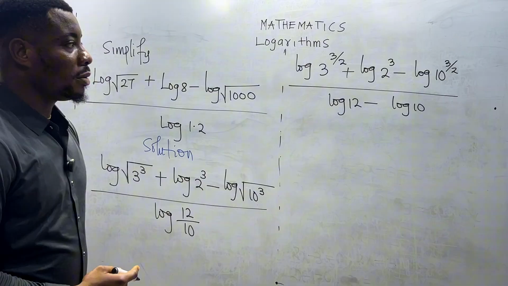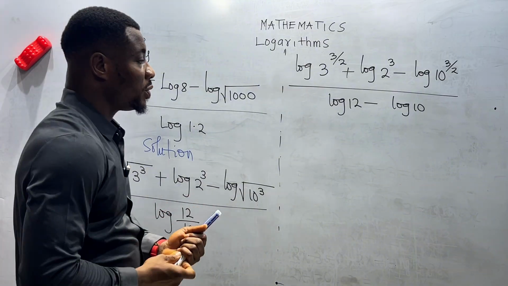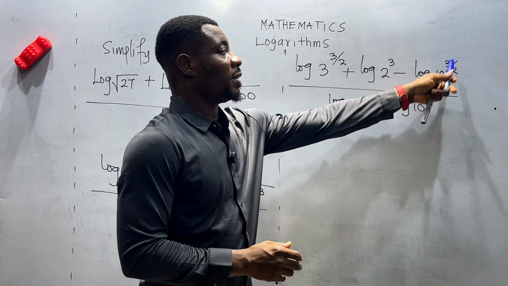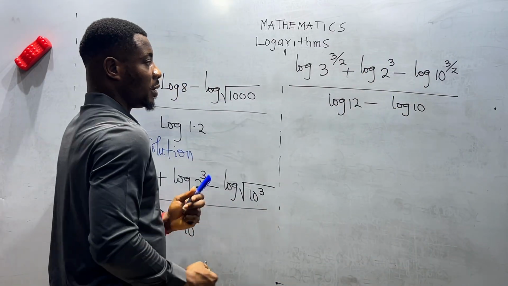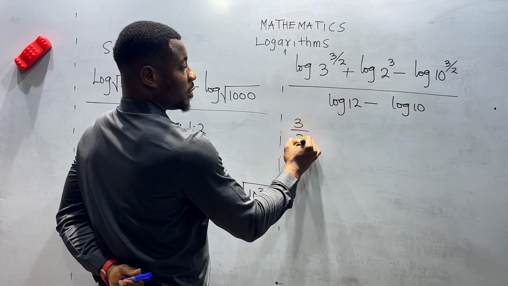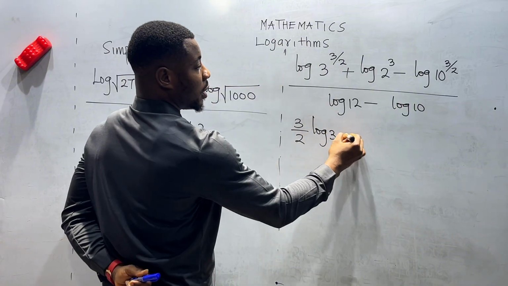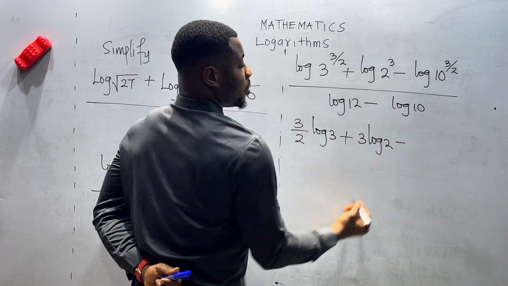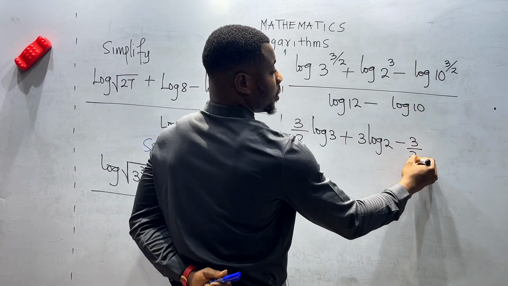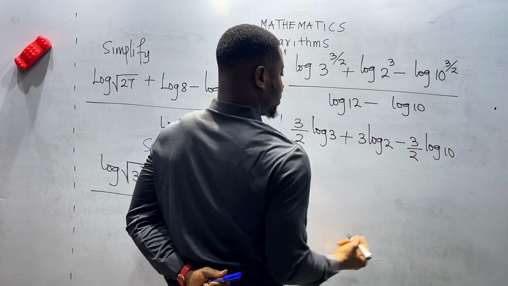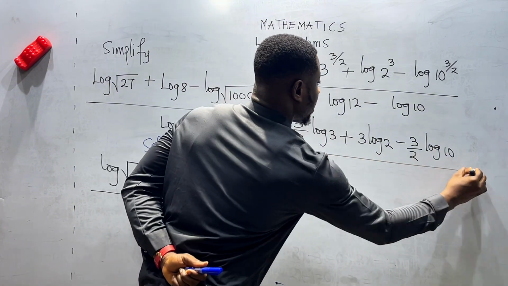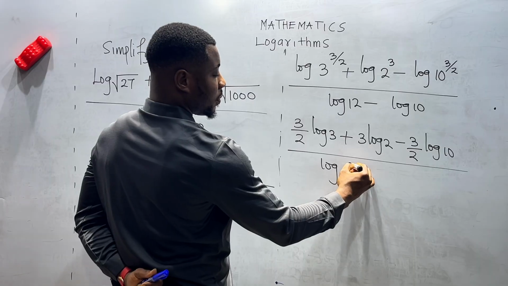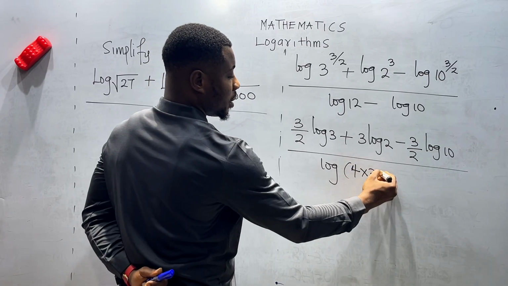Okay. Now, from the law of logarithms, we know that these can move to the back. These can move backwards. So I can say from here that 3 over 2 log 3 plus 3 log 2 minus 3 over 2 log 10, divided by. Now we know that 12 can be written as 4 times 3.